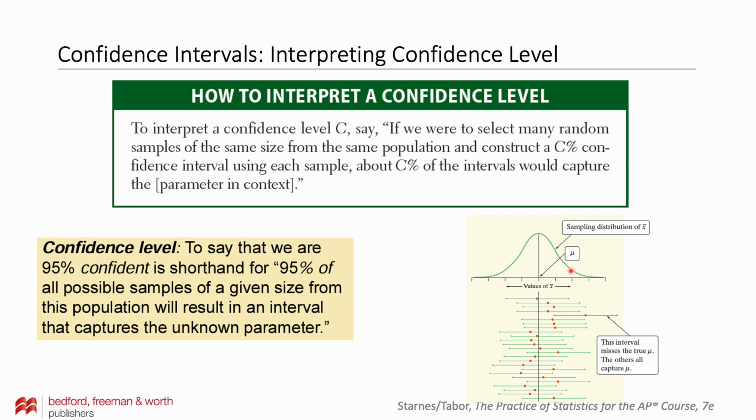So if we look at this here, this red dot is our point estimate, and this is our margin of error where we're adding and subtracting. This is our parameter in context. Our parameter is mu here. So if we say that it's 95%, 95% of the intervals would capture that particular parameter. Notice some of them will not, and that's okay because we're just saying a particular percentage. So about that percentage of those intervals would capture that parameter.